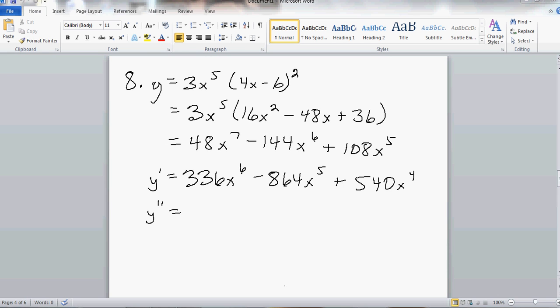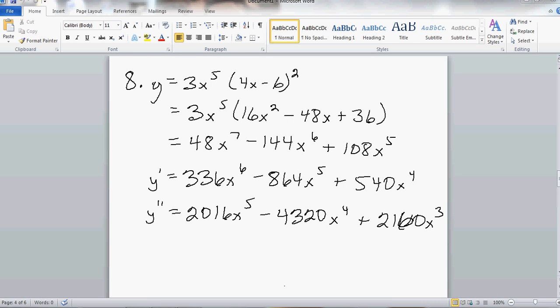And this becomes 2,016 x to the 5th minus 864 times 5 is 4,320 x to the 4th, and 540 times 4 is 2,160 x cubed.